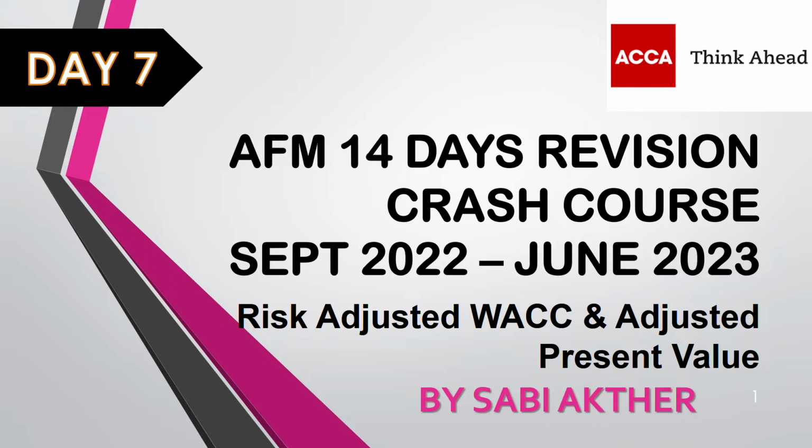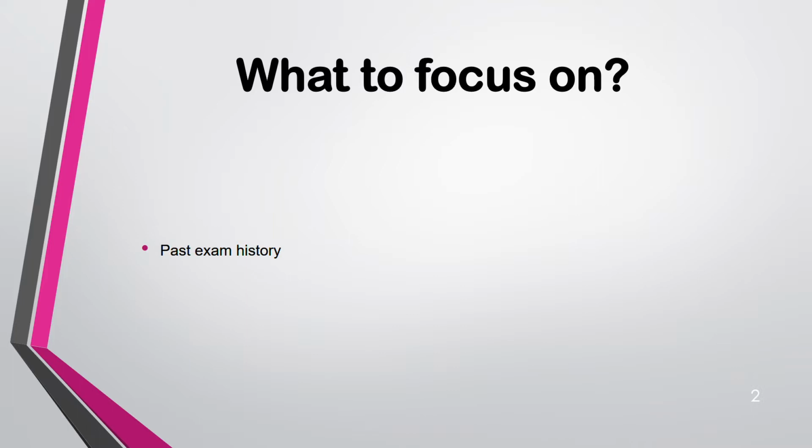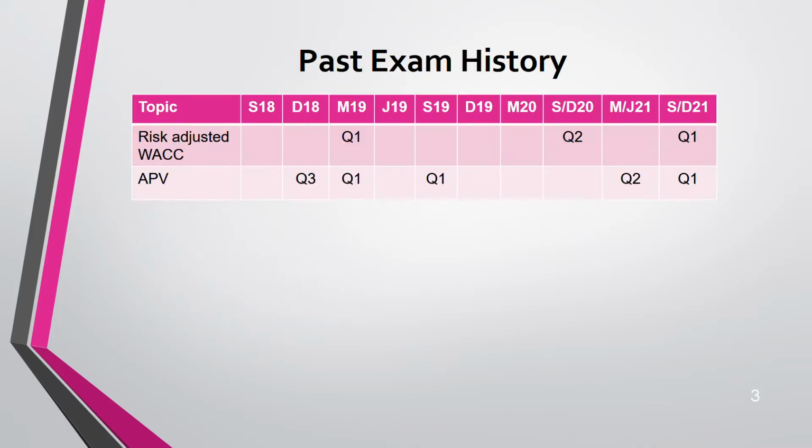And this is also a topic that you are going to get most of the time. This question is asked. Sometimes you might be given just net present value, sometimes you might be given adjusted present value in addition to net present value. So in this we are going to focus on past exam history, risk adjusted WACC and adjusted present value. In the past you have seen that this question can come anywhere. Question 1, question 2 or question 3, but it comes in one of the questions, so you have to be very well prepared for this.